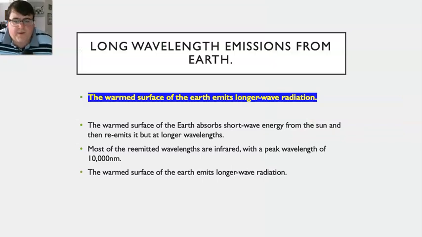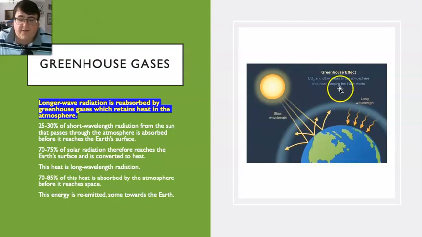So, we're talking about long wavelengths and short wavelengths. What exactly does that mean? The warm surface of the Earth absorbs short wave energy from the sun, but then it re-emits that energy as heat at longer wavelengths. Most of those re-emitted wavelengths are infrared, with a peak wavelength of around 10,000 nanometers. The warm surface of the Earth, as I said before, emits longer wave radiation than it's physically taking in from the sun. And we can see that a little bit in this picture here.